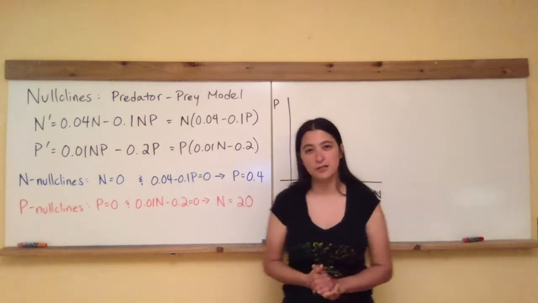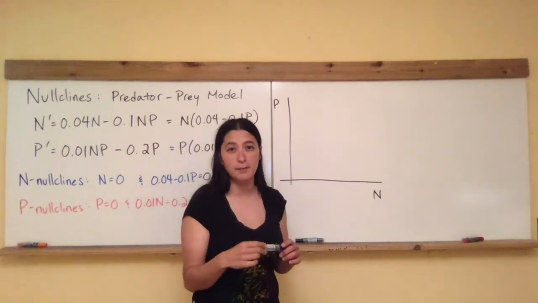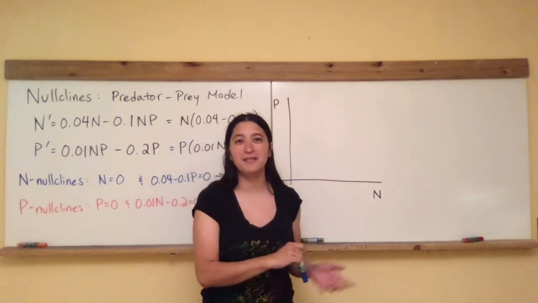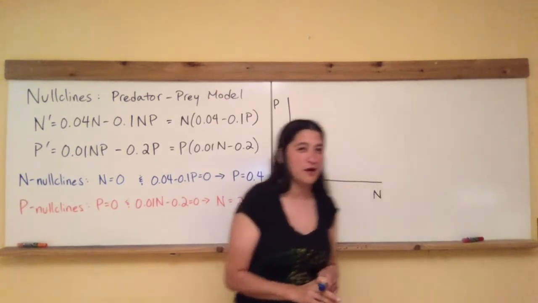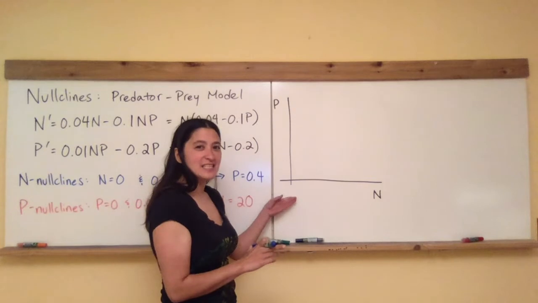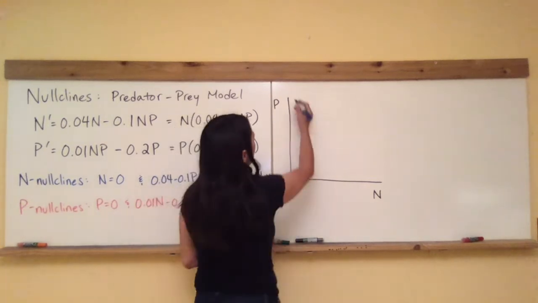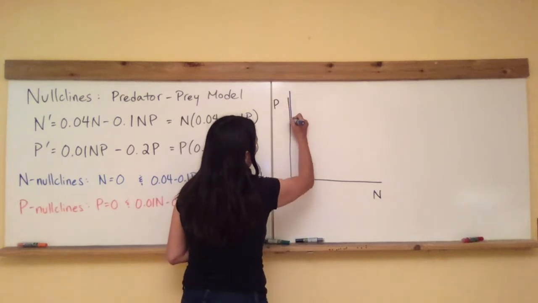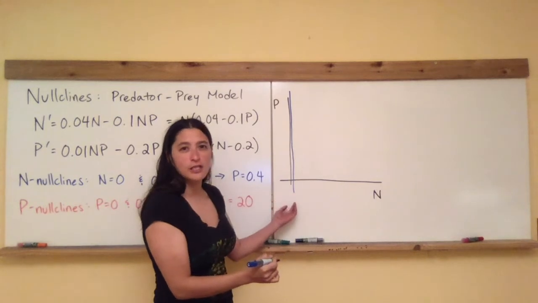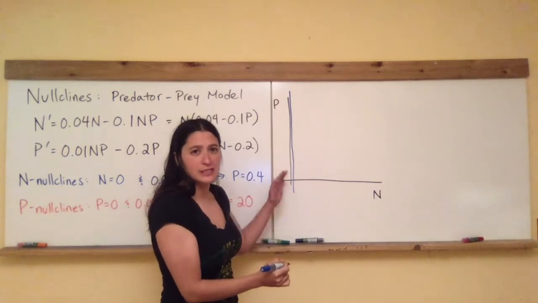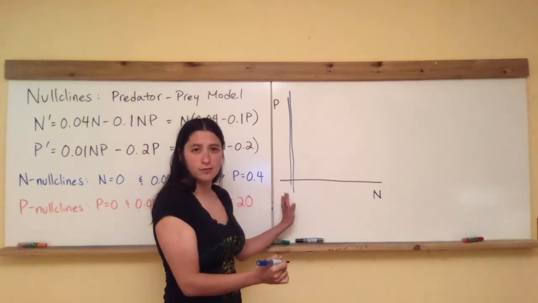Okay, so let's just start the process by graphing the nullclines. Here I'll be using blue for the N nullclines and red for the P nullclines. Okay, so first I want to graph N is equal to 0. Here's the N axis, and this is the place where N is equal to 0. So N is equal to 0 represents a vertical line, which technically should be right on top of the P-axis. I'm just drawing it to the side a little bit just so you can see it separately than the P-axis.